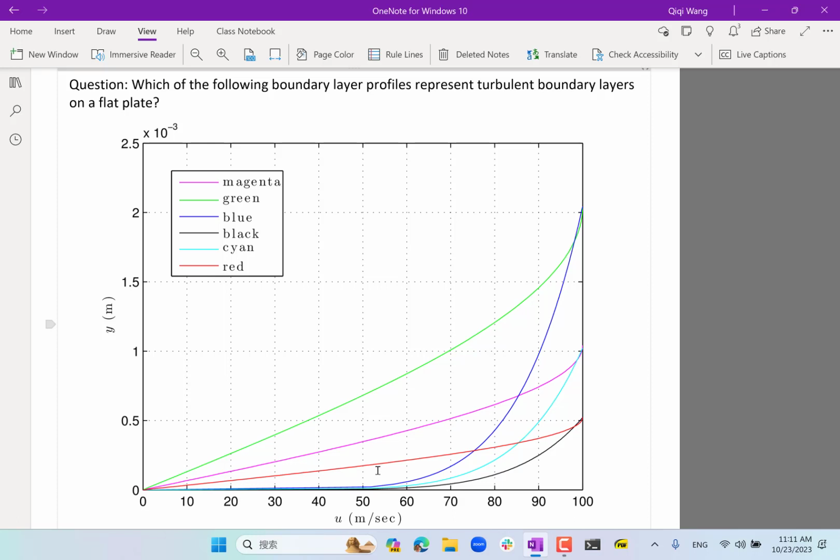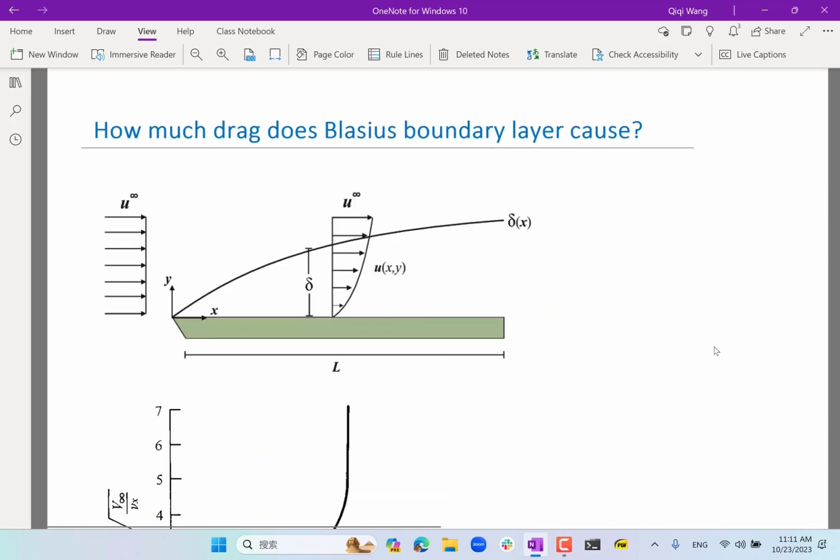Both laminar and turbulent boundary layers can be of any thickness, right? So you cannot use the thickness to distinguish between them. Okay. So now the important thing we want to discuss is how much drag boundary layers cause. So we start from skin friction drag.